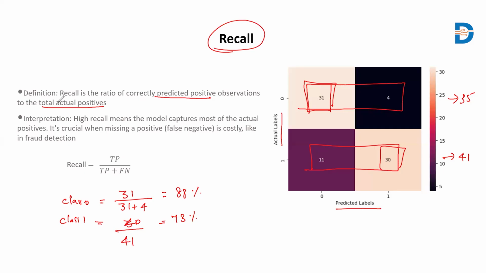In case of recall, we have to look with respect to the actual labels, and among them find the predicted positives. In case of precision, we consider the predicted labels, and in those predicted labels, we find the total positives.